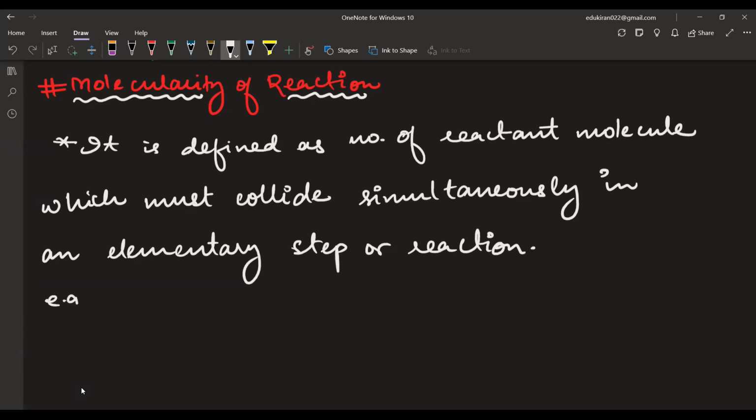So for example, we have H2 plus I2 giving me HI. In this case, one molecule of H2 should collide with one molecule of I2, and it will give you two molecules of HI. That means your molecularity is equal to how much? One H2 is attacking one I2. So molecularity will be 2.